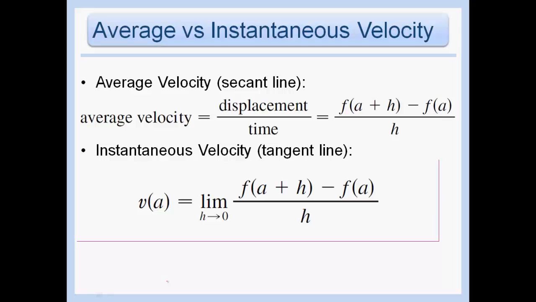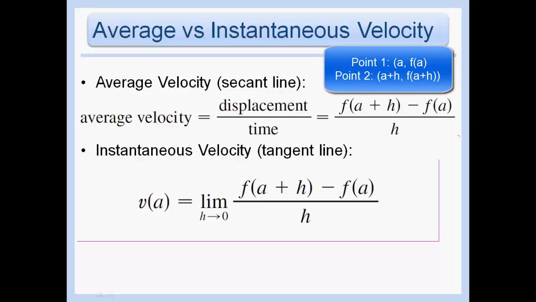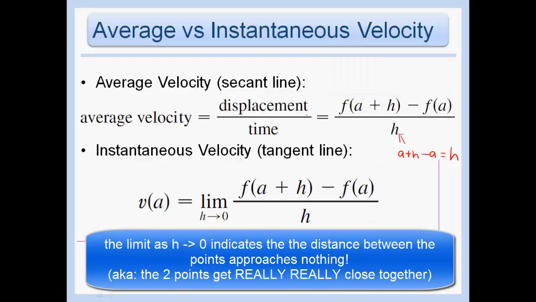So here, this slide is pretty key. I just put together the average versus instantaneous velocity because this is what people mix up the most. The average velocity is just the change in position over the change in time. And again, the reason is just because this is a plus h minus a, which is h. The instantaneous velocity is the limit.